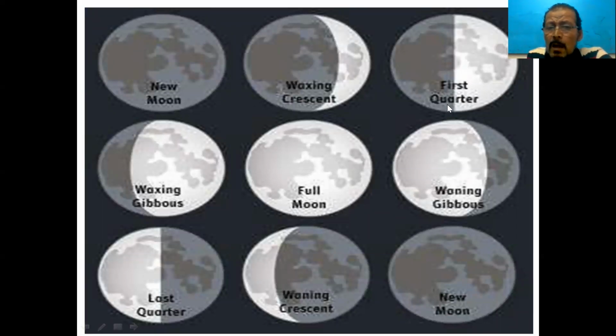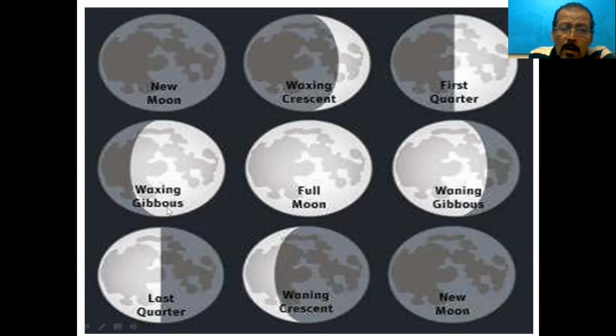First quarter. What's the meaning of first quarter? This is a half moon. It means that when the moon revolves around the Earth, it has taken a quarter of its revolution around the Earth. So we call it first quarter.